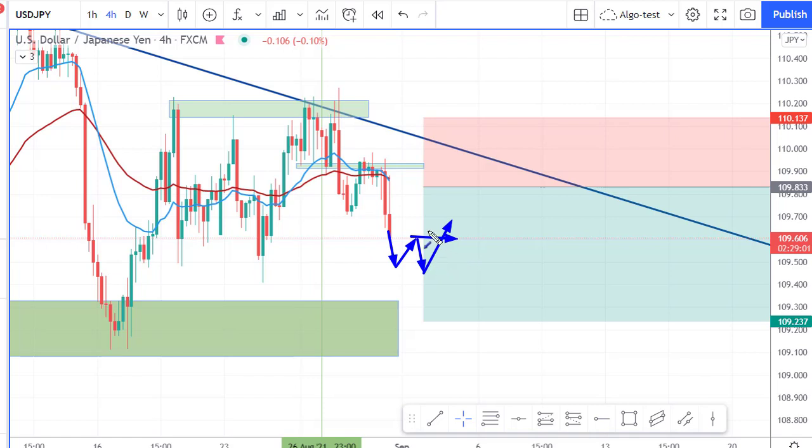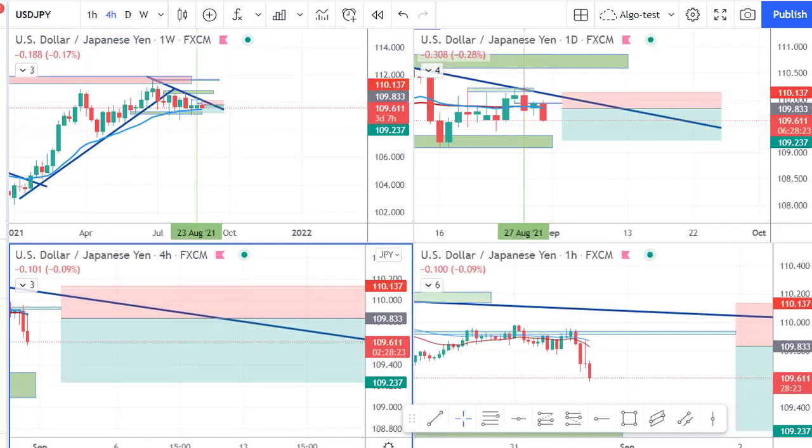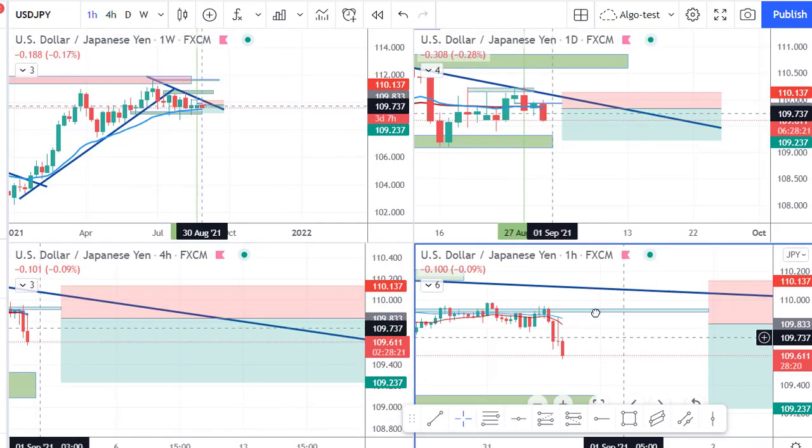Then I simply exit, because the reason why I went in was breaking structure down, up and test, and then being rejected. So of course, if I start to make a new higher high, then this trend setup is simply gone. As you can see, as I speak, it is moving down quite nicely right now. All right, that was one of the trades, and this one is playing out very beautifully.